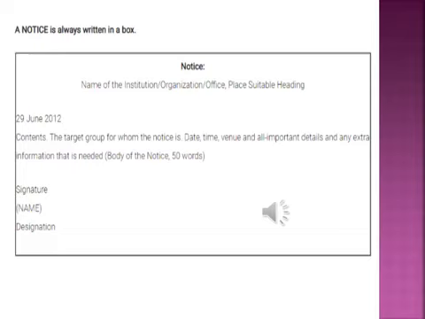So who is undersigned? Who is writing that? Who is drafting that? That person's signature, name and designation is required at the end. So this is the format of the notice.